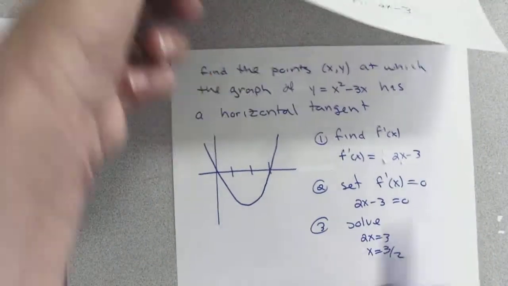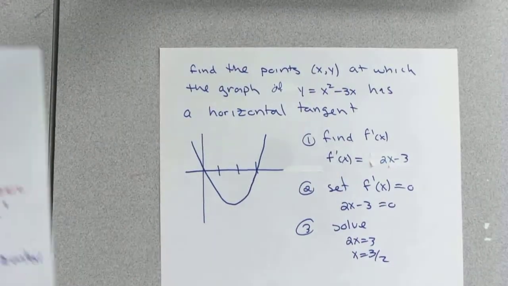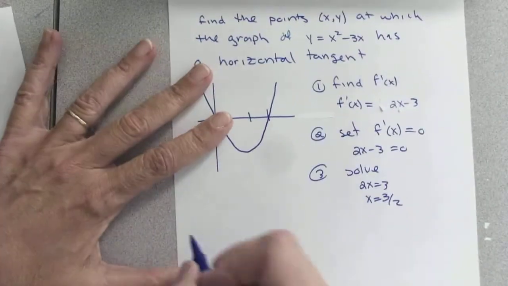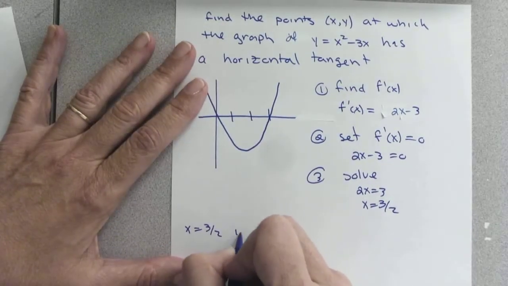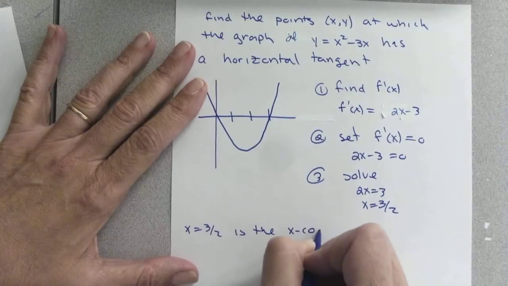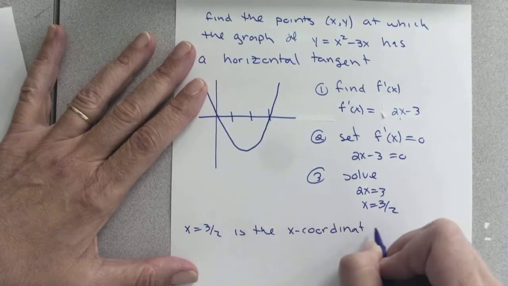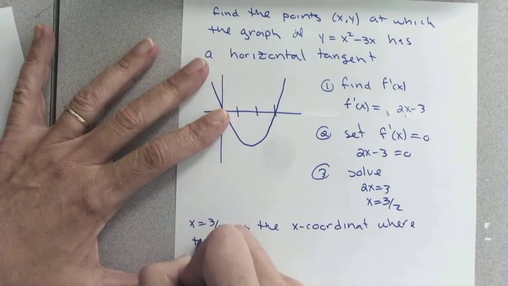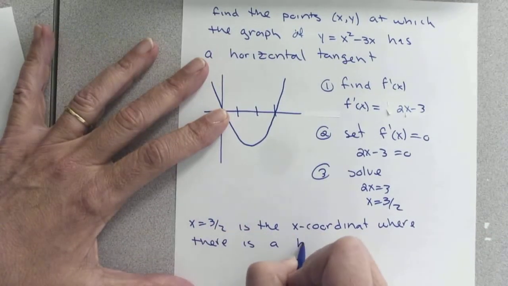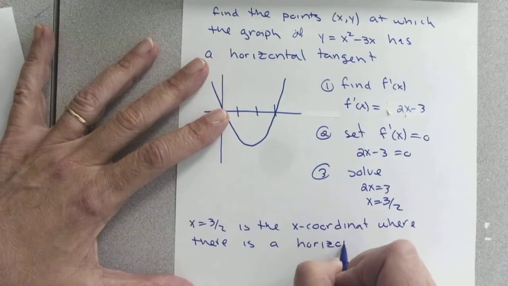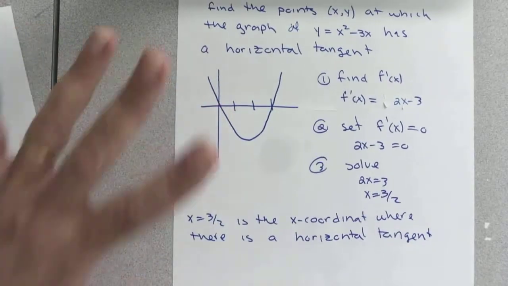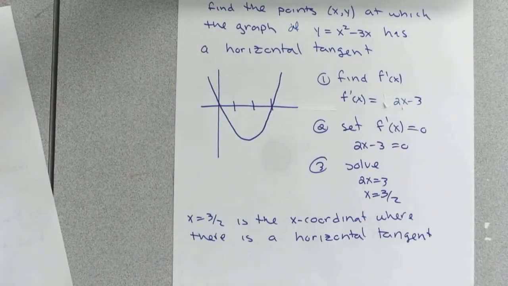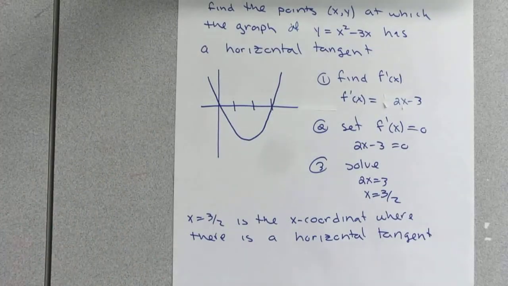Okay, almost there. So what we have there, x equals 3 halves, is the x coordinate where there is a horizontal tangent. That isn't quite what they asked for. They asked for x and y. So we need the corresponding y coordinate.